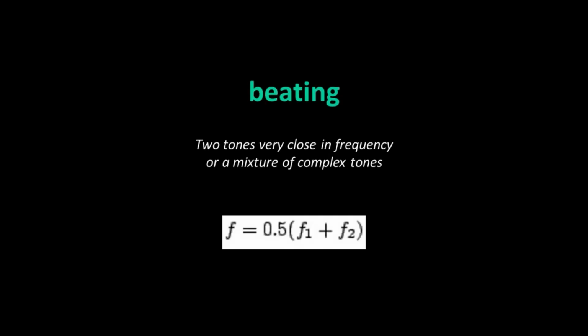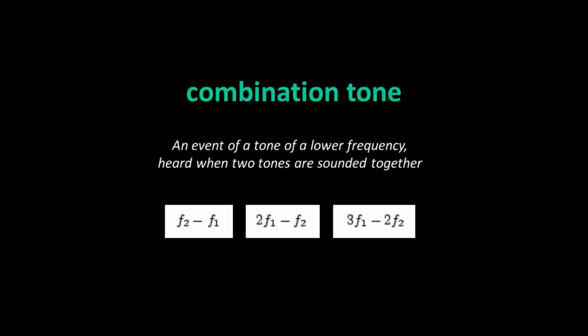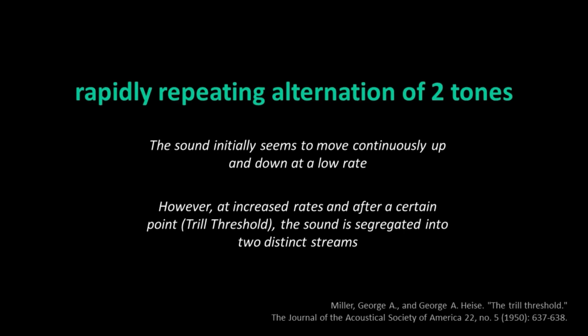With respect to streaming of simultaneous tones, we encounter beating. Two pure tones or complex tones very close in frequency are heard by the listener as beats due to a lack of fine frequency resolution of the auditory system. Combination tones: the event of a tone of a lower frequency when two tones are sounded together. Rapidly alternating two tones: a series of high and low tones at increased rates result in segregation into two distinct streams.